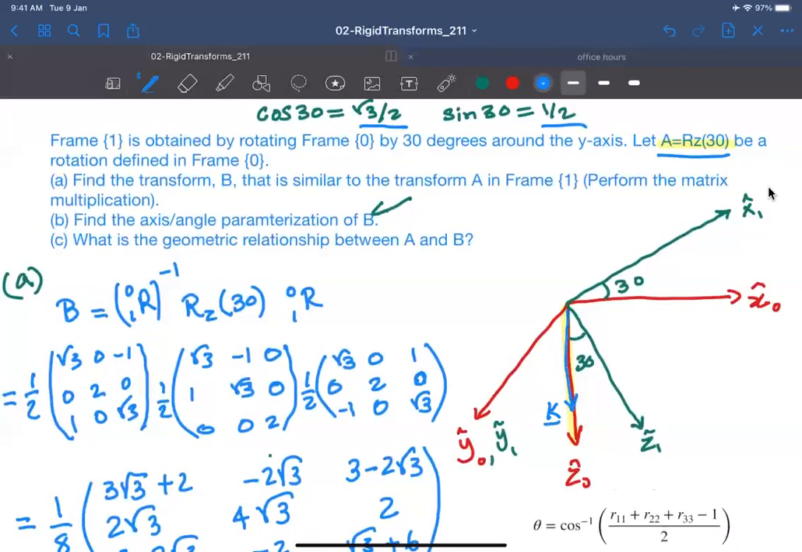Okay. So if you rotate by 30 degrees about K, it is going to be similar to rotation about the z-axis in the selected frame, of course. If you select frame 0, then you rotate about the z-axis. If you select frame 1, then you rotate about the k-axis, and they will both do the same thing to rotated objects. Okay. Hope this is clear. Let me stop here.